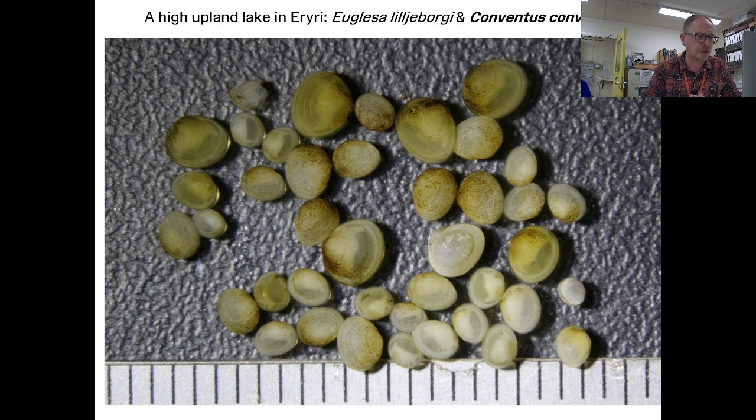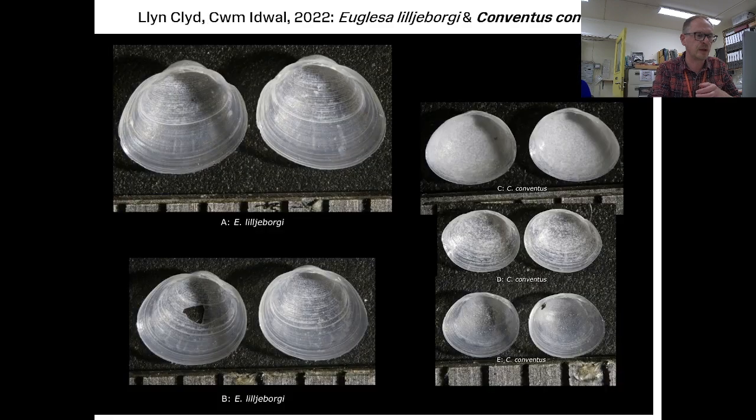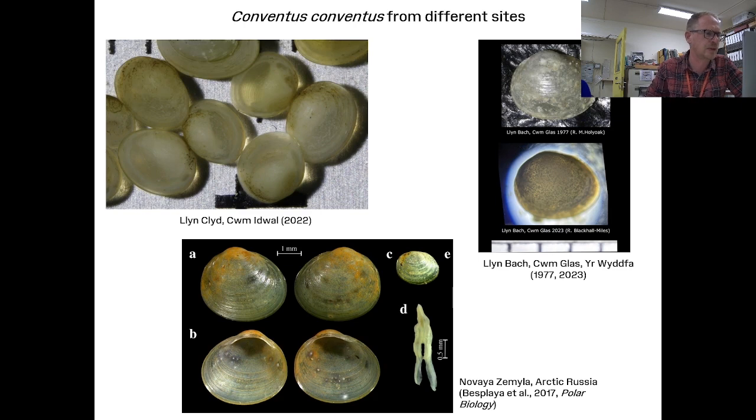The larger ones are liljeborgi, and they have a rougher surface and they're quite grooved. So the liljeborgi there are on the left, and the conventus are on the right. Now, I myself am very uncertain sometimes about the identification of these things, so I've checked those with Martin Willing, who's one of the experts, and he agrees that they're liljeborgi and conventus, which had been recorded from that lake before as well.